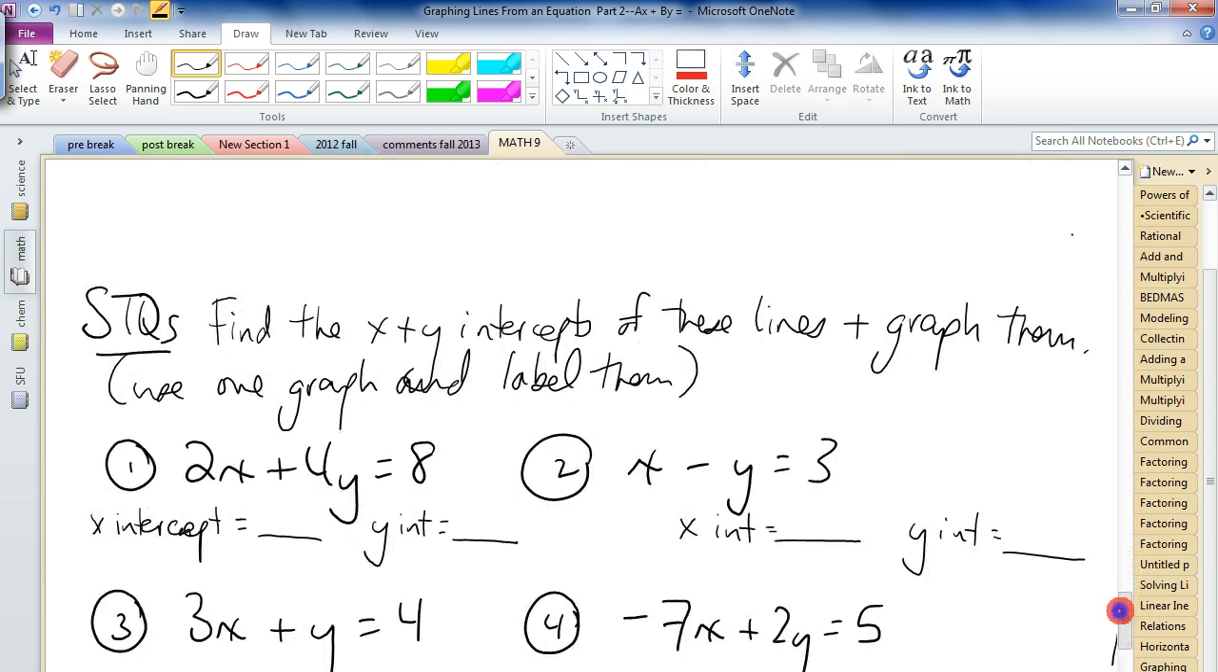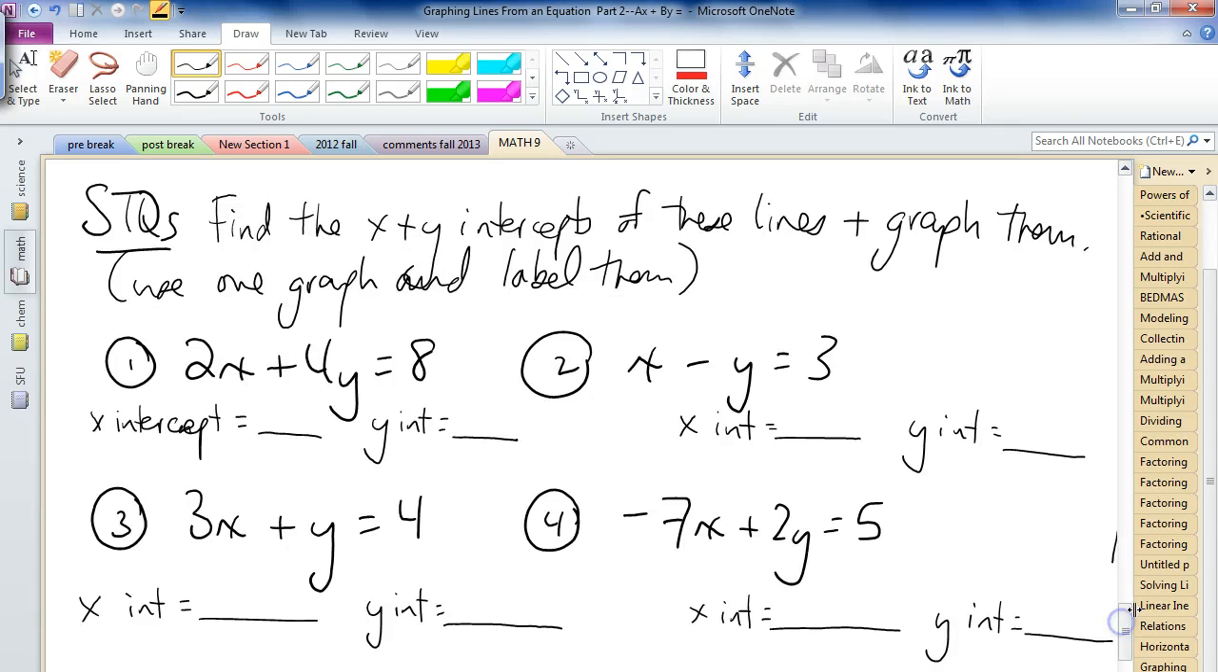So another method to draw graphs from just an equation. Here are your skill testing questions. There are 4 of them. What you've got to do for each equation is find the x and y intercepts of each line. Label them here, like something comma something, something comma something.